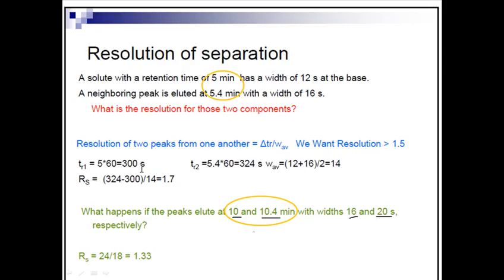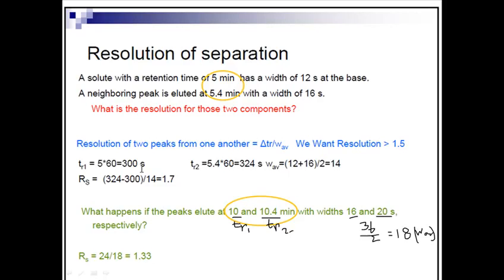Okay, so what we have in this case is that the peaks elute, so we have a retention time. We have TR1, we have TR2, and we have the width. So let's make a width average. How can we make the width average? Let's add 16 and 20 together, which is 36, divided by 2, that means it's 18. So this is the average width, which is W average.